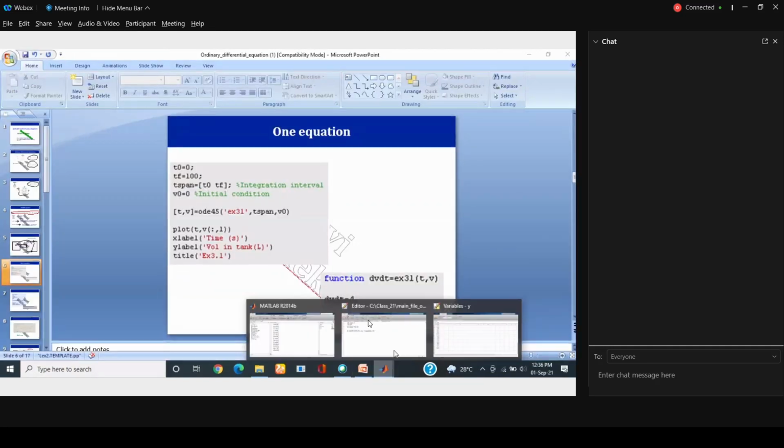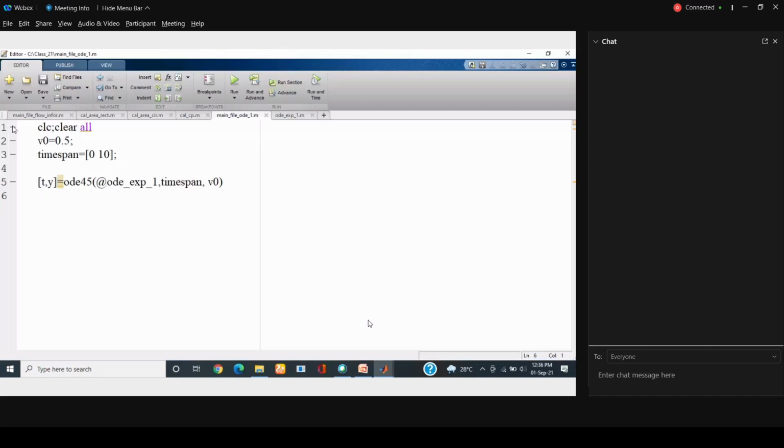Now let's go and check the flow of information. So let's put the breakpoint here. So I have a breakpoint. I'm running it. So I'm going step by step. Now V0 value, if you look at this V0 value, MATLAB already knows V0 value is 0.5. Let's look at the tspan. Tspan value is 0 to 10. That MATLAB knows.